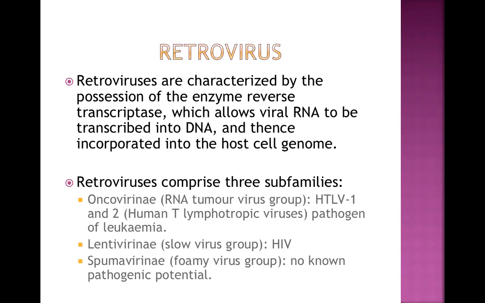Now, retrovirus comprises three subfamilies. These are oncovirinae, lentivirinae, and spumavirinae. Now, oncovirinae, a good example is HTLV-1 and 2. These HTLV are human T-cell lymphotropic viruses, and they can lead to leukemia. Leukemia is a hematological malignancy, so these are called oncogenic viruses. The name itself says oncovirinae, oncogenic virus. Lentivirinae, the perfect example which belongs to this group is HIV, human immunodeficiency virus. It's a slow virus group. And spumavirinae, just the classification, these viruses don't have any pathogenic potential. So oncovirinae, lentivirinae, and spumavirinae. HIV belongs to lentivirinae family.